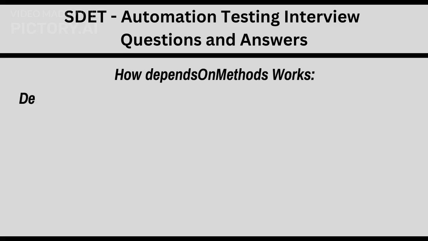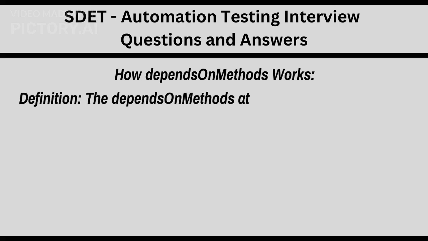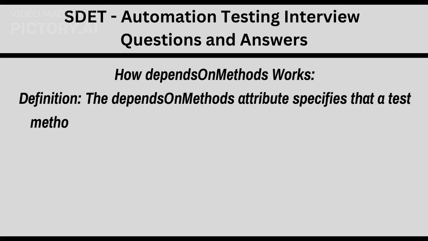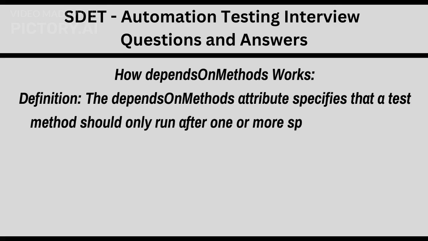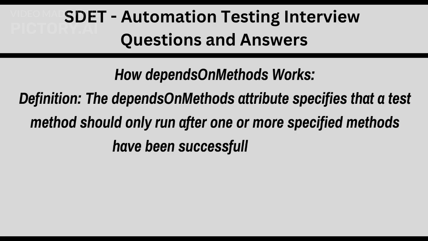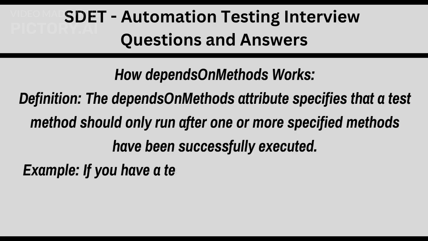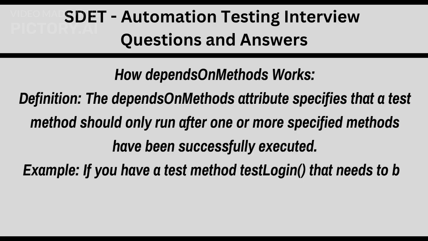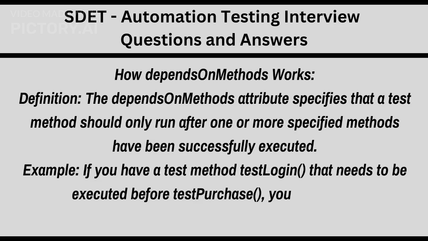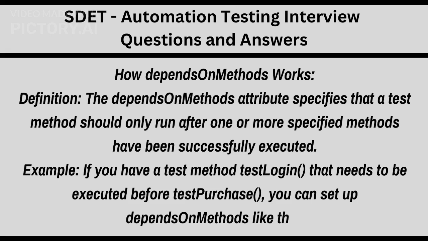How dependsOnMethods works, definition. The dependsOnMethods attribute specifies that a test method should only run after one or more specified methods have been successfully executed. Example, if you have a test method testLogin that needs to be executed before testPurchase, you can set up dependsOnMethods like this.